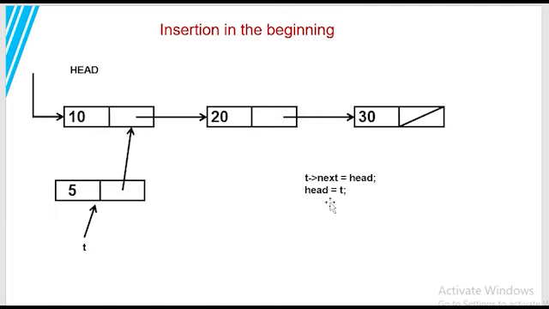Then we want to do head is equal to T. Now you consider this T as the head position. You give the head position to this temporary element, and the previously considered head element is now the next element of this head element. This is the condition. So this is how we insert an element at the beginning of the list.